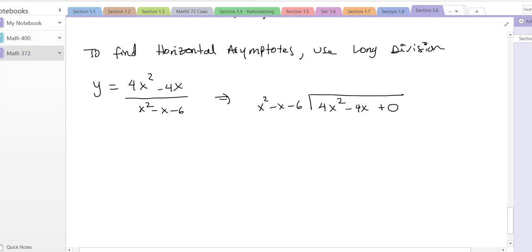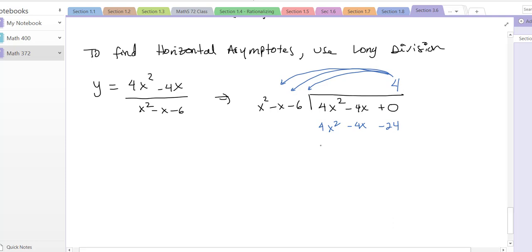So what do I multiply x squared by to get 4x squared? And that would be a 4. So I'm going to put 4 here. So notice that it goes all the way to my constant term. So this is probably the only long division I'm going to have to do. So multiply it. So 4x squared. Remember, with long division, we want these to match up. Minus 4x. And what's that? Minus 24.